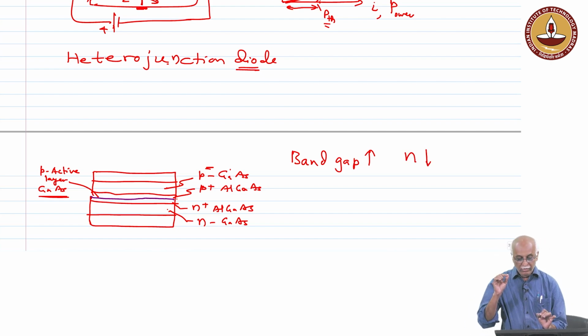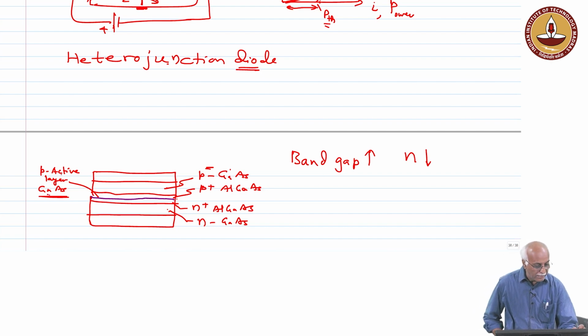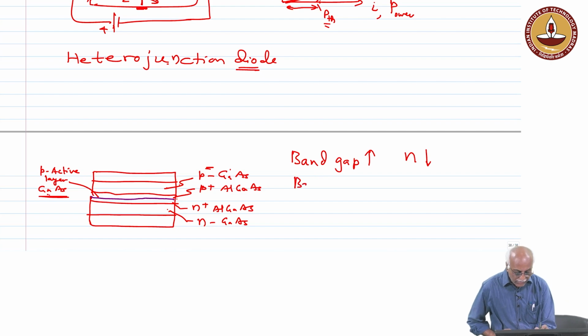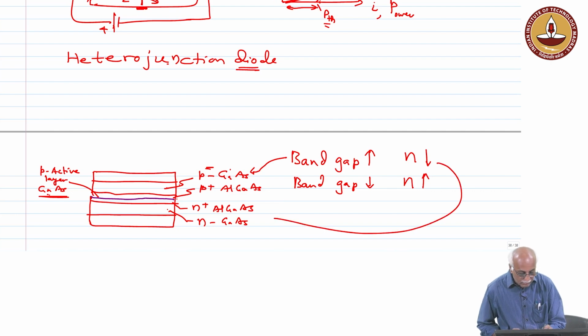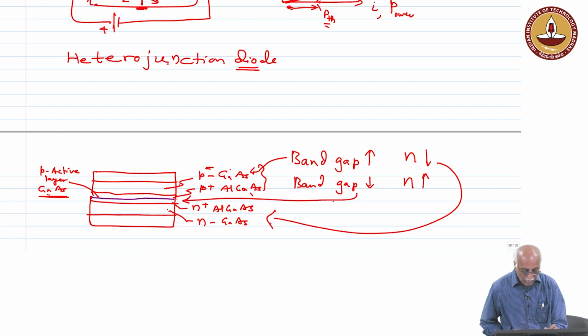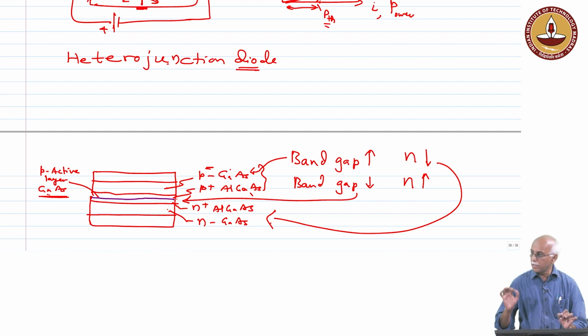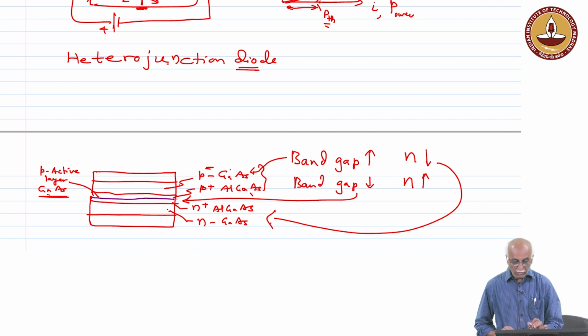I always make this mistake. So, the band gap is smaller in this one. The P type active layer has a slightly lower band gap. So, refractive index is slightly higher. These layers have slightly higher band gaps, while the active layer has slightly lower band gap, a very small difference. Okay. So, what will happen?